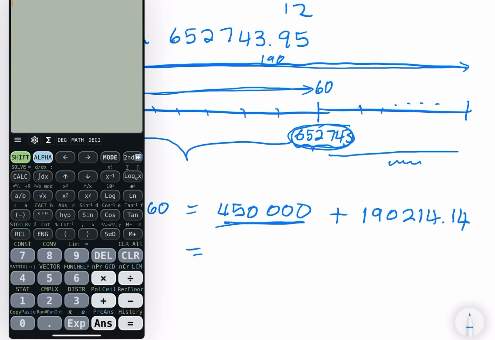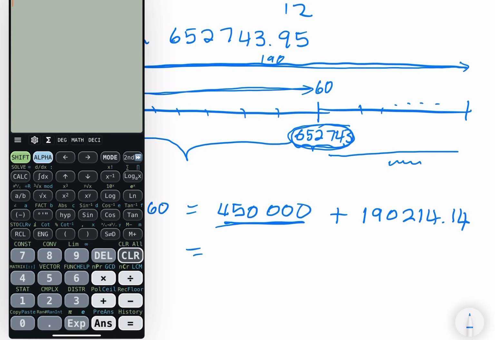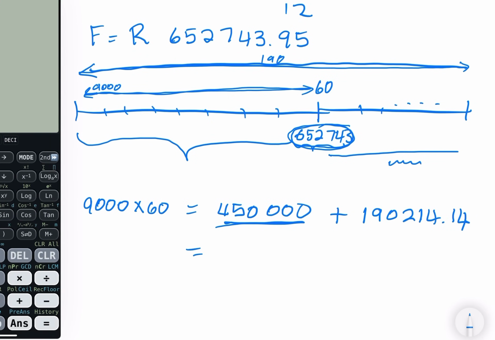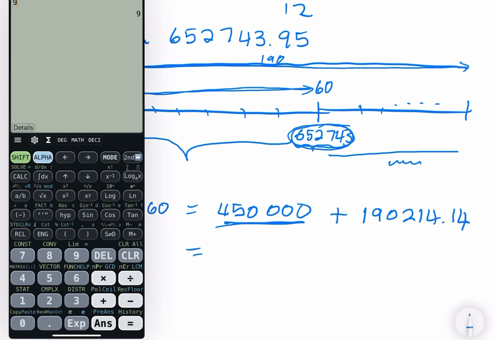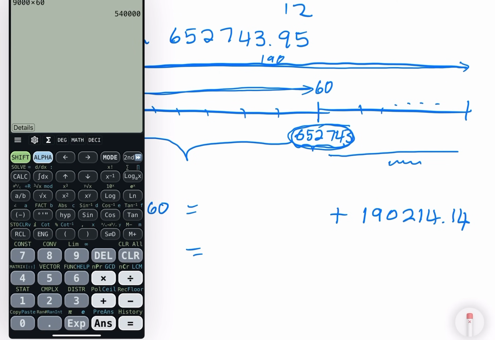Okay. Yeah, no, I think I just did something wrong there. So if I said 9,000 multiplied by 60, I can see that something looks amiss because I was getting a value that is actually less than that amount that accumulated there. Right, so in this case, that gives me 540,000. Sorry about that. So that's 540,000.